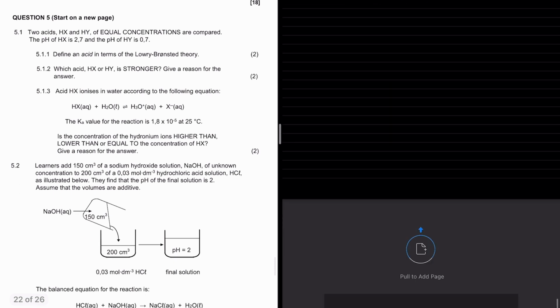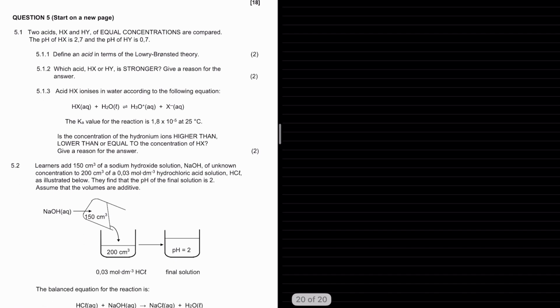Okay, let's move on. Question number 5 again, but this is a different question. Two acids, HX and HY, of equal concentrations are compared. The pH of HX is 2.7, the pH of HY is 0.7. 5.1.2, which acid is stronger? Give a reason for your answer. It's simple. HY is stronger. It has a lower pH.